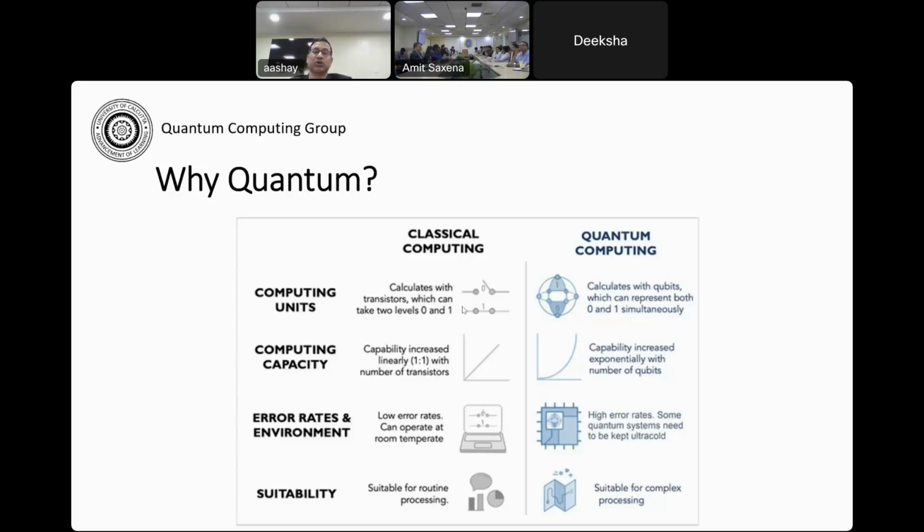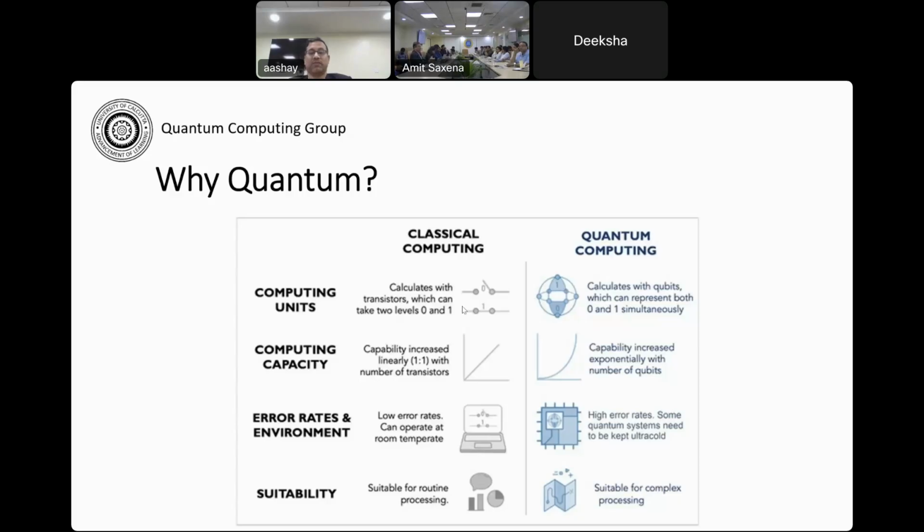This is obviously taken care of by a lot of engineering techniques and engineering theories, and control theories are developed to handle this large number of qubits. But this is obviously still an area of concern.